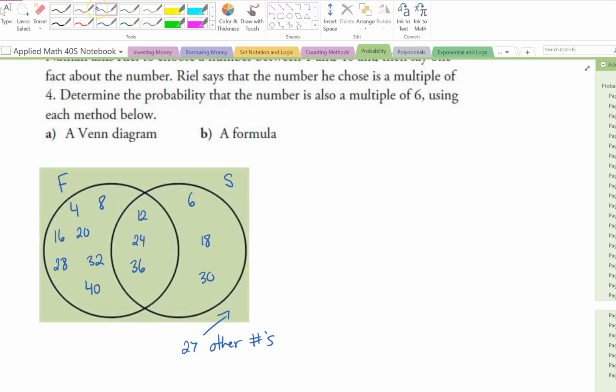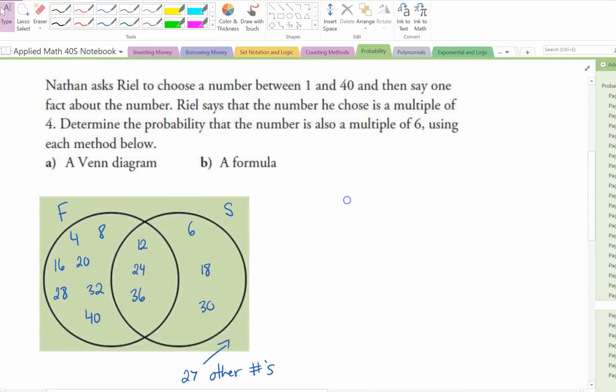So the probability that the number is also a multiple of 6. So it's a multiple of 4 and also a multiple of 6. How do we figure that out? Well, let's first write that down. This is for A. So the probability that it's a multiple of 4 and 6, well, what's the total here? How many numbers are we looking for the denominator? Now, in terms of the numerator, everyone's saying 3, which is good, because that's these numbers here, a multiple of 4 and also a multiple of 6.